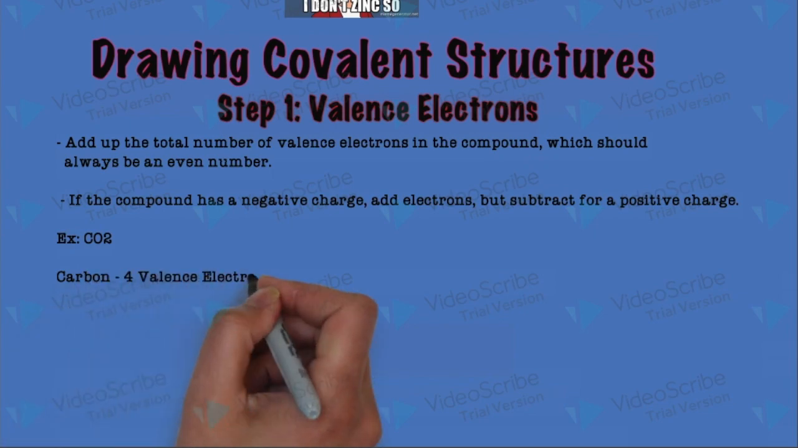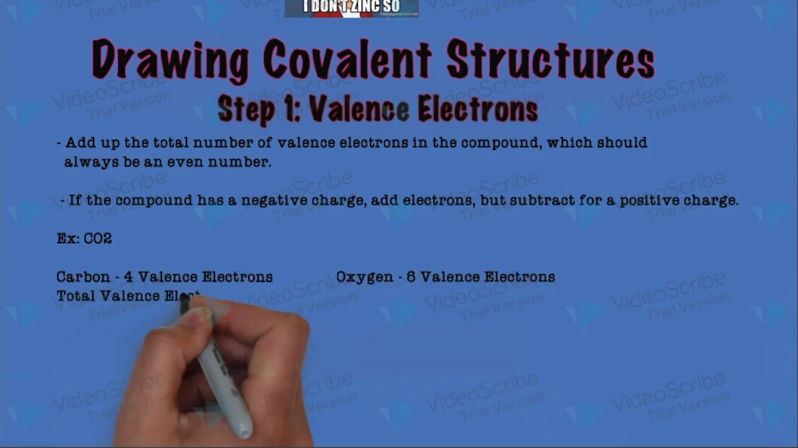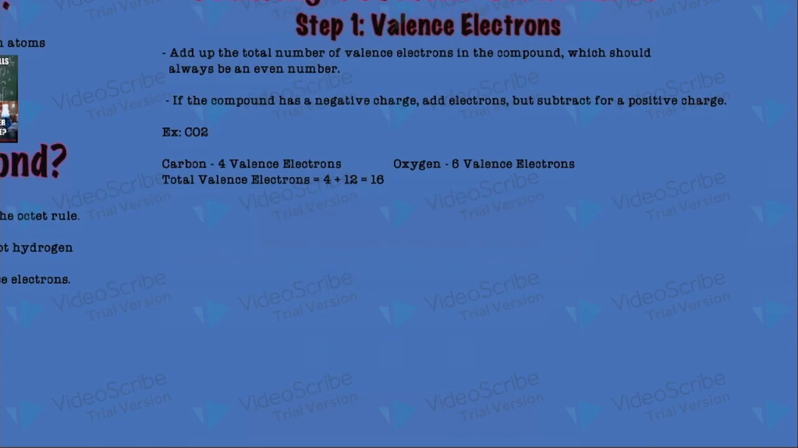An example is carbon dioxide. Carbon has 4 valence electrons, oxygen has 6. So the total valence electrons would be 4 plus 12, which is 16.